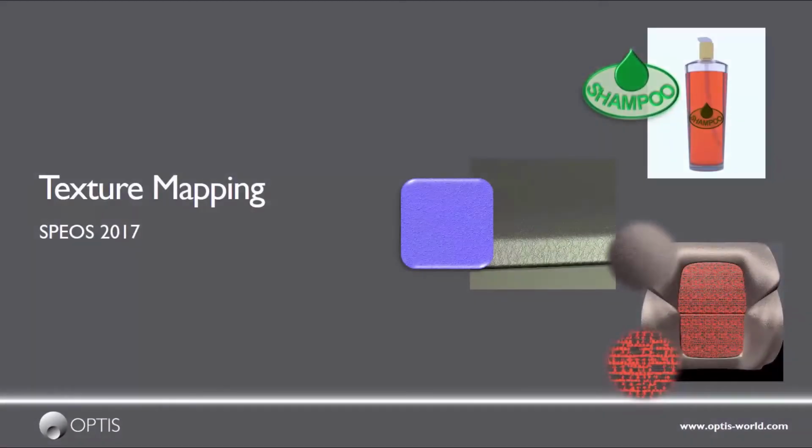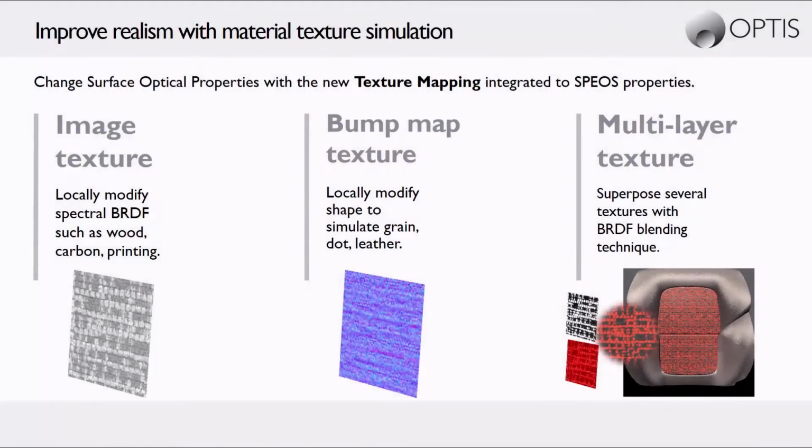The main goal of this video is to illustrate the new texture mapping features in Speos 4NX 2017 version. It permits to improve the global rendering of Speos results: applying image texture, bump map, and the possibility to overlap several textures as layers to make a multi-texture.